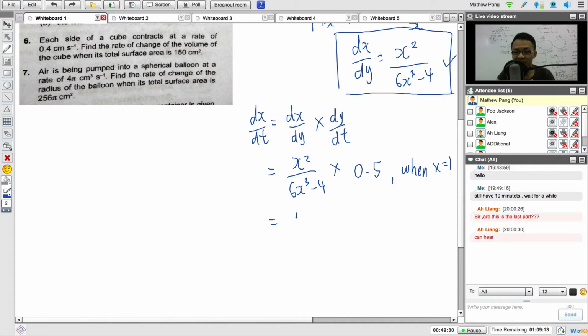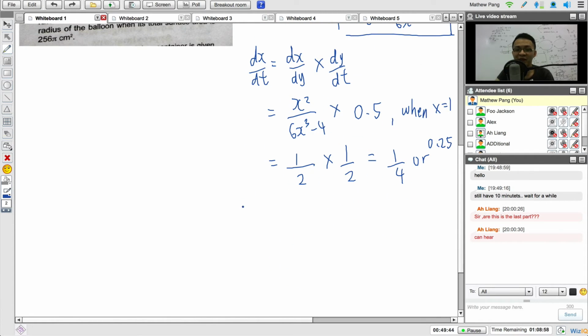Basically this is 1 over 6 minus 4, which is 2, multiplied by 0.5, which is actually 1 over 2 also. So you get the answer 1 over 4, or in decimal 0.25. So therefore, what is my final answer? dx/dt is equal to 0.25 units per second.